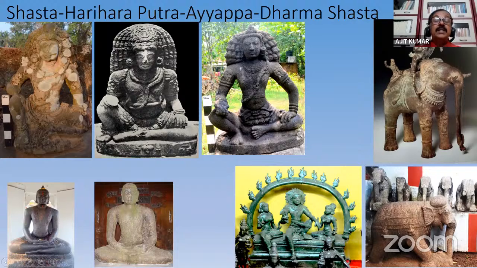Lalitasana pose with one leg placed raised up, on which he rests his right hand, and the left hand is placed at the thigh of the folded left leg. So this is the typical characteristic of early Shasta images which are found in stone.